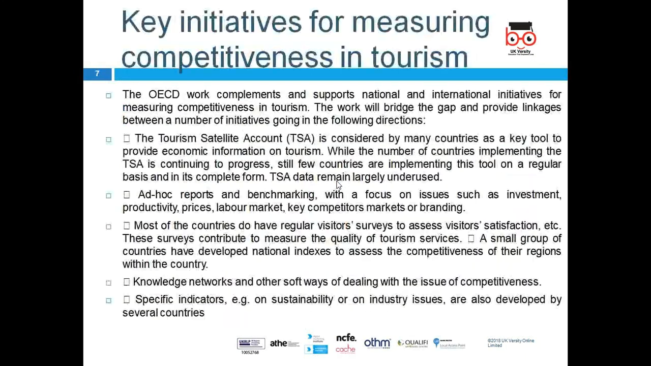Okay. So next we have a key initiative for measuring the competitiveness. How can we measure the competitiveness? According to the OECD, the World Complement and support national and international initiatives for measuring competitiveness. If you're not competitive, it's very difficult. If you're offering very expensive holidays, maybe very few people will come. Yes, there needs to be competition between organizations. The work will bridge the gap and provide the linkage between the number of initiatives going.